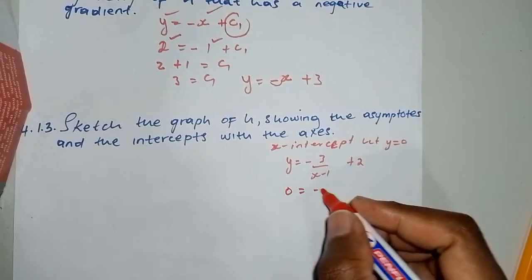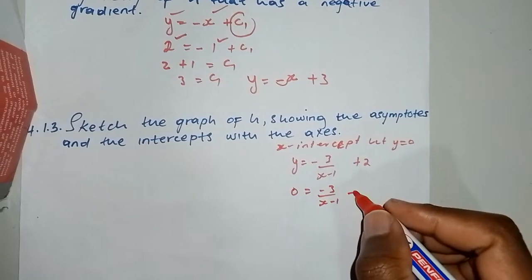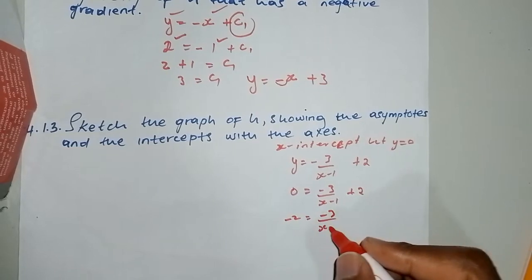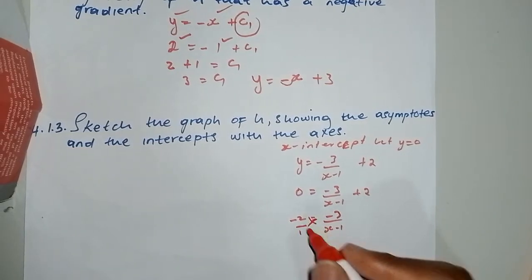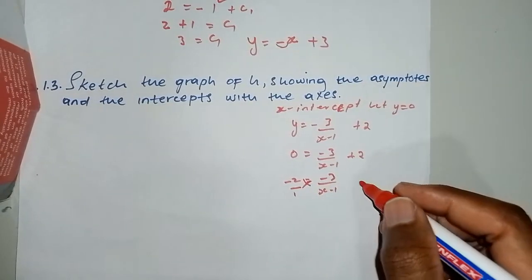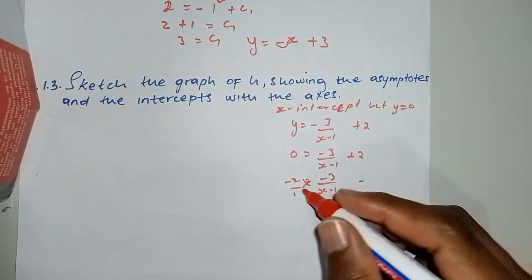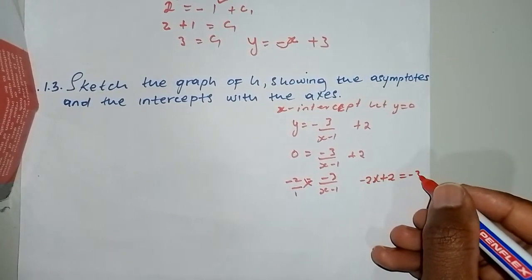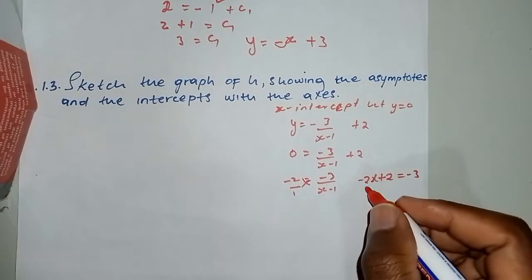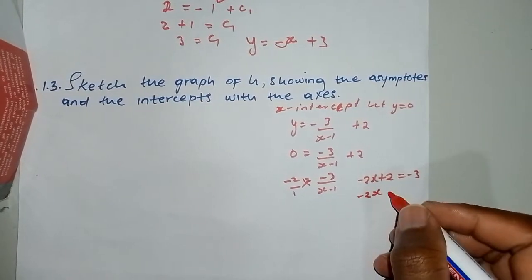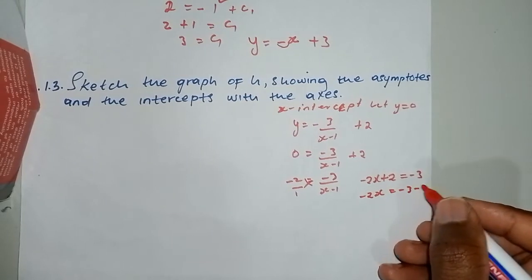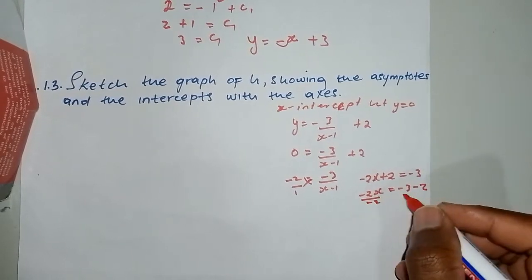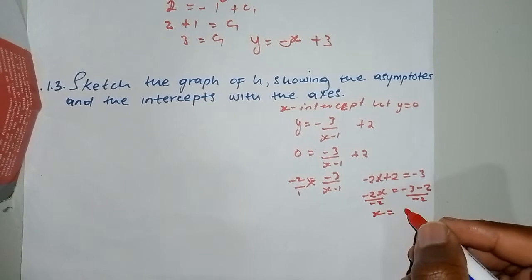Then 0 is equal to negative 3 over x minus 1 plus 2. Take this to the other side: negative 2 is equal to negative 3 over x minus 1. Then cross multiply: negative 2x plus 2 is equal to negative 3. Take this to the other side: negative 2x is equal to negative 3 minus 2. Divide by negative 2 on both sides: x is equal to 5 over 2.